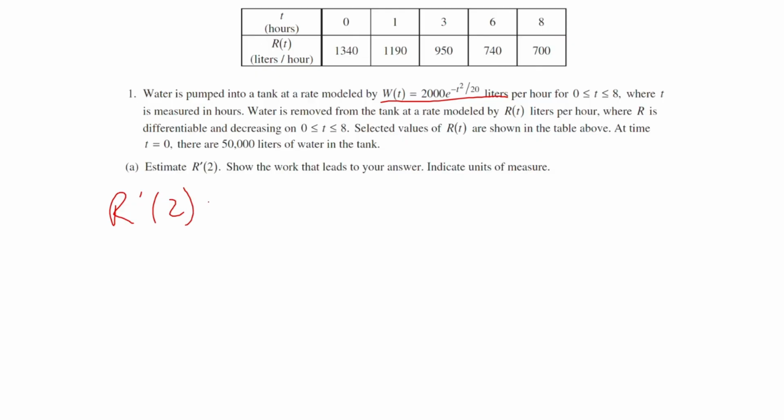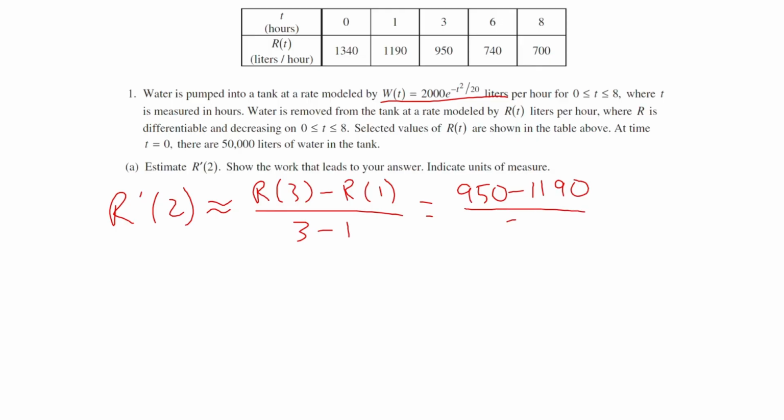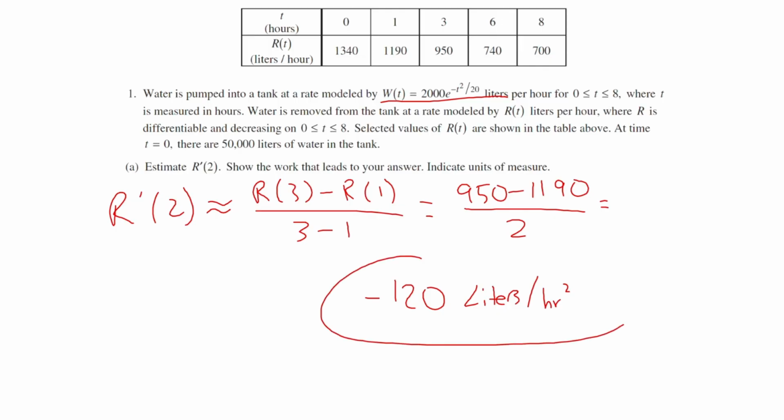r prime of 2 can be approximated using the average rate of change on 1 to 3. So that'll be r of 3 minus r of 1 over 3 minus 1, and that'd be 950 minus 1190 over 2. 950 minus 1190 divided by 2 comes out to be negative 120 liters per hour squared. Either way, you can put per hour squared, and that's fine.